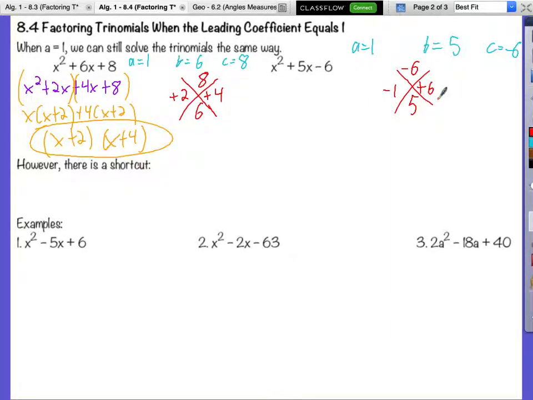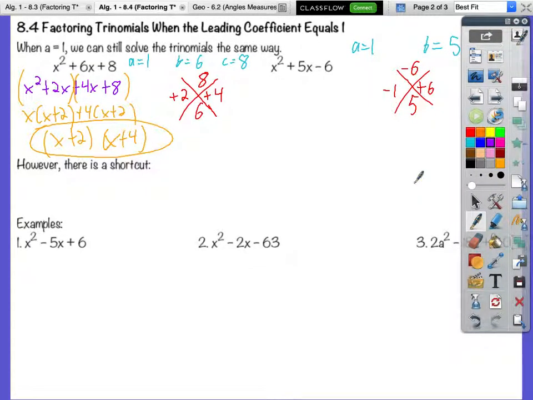Do 3 and 2 get us 5? No. Only if we add, but not if we subtract. So it wouldn't work here. That's a little bit of a tricky one. So then, we rewrite this.